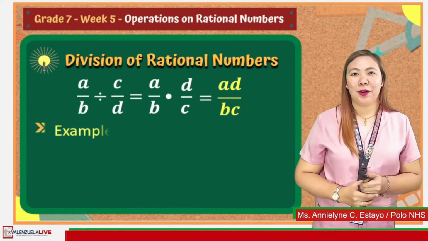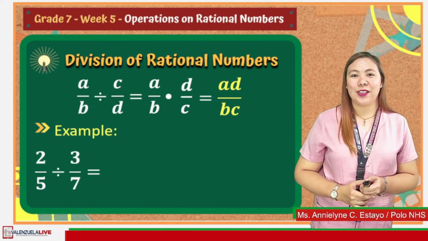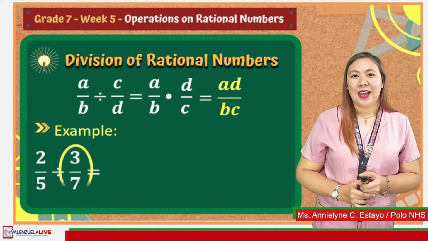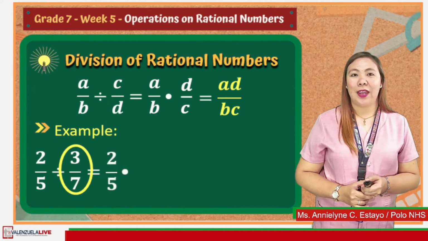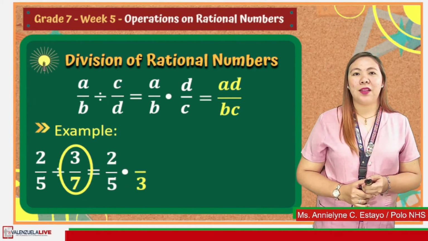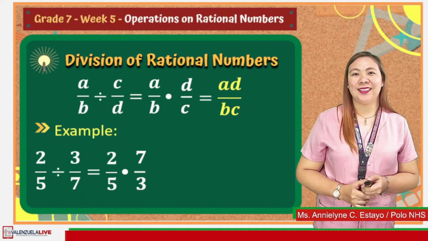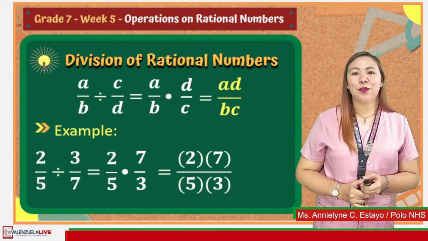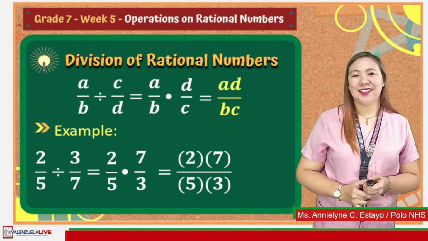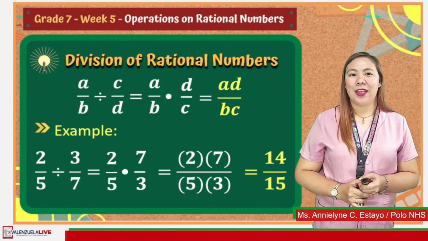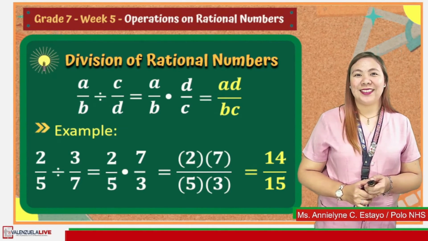For example, find the quotient of 2 over 5 and 3 over 7. Applying the rule in division, it will become 2 over 5 multiplied by the reciprocal of 3 over 7, which is 7 over 3. It is equal to 2 times 7 all over 5 times 3. Simplifying, the final answer will become 14 over 15.